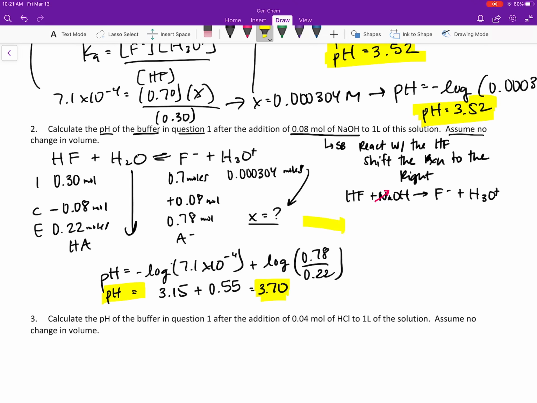Now I could have solved using the Ka that I'm given, and I could have done it the exact same way as I did before, where I don't know the value, and then taken x and plugged it into the pH equation, and I should have gotten the exact same answer.